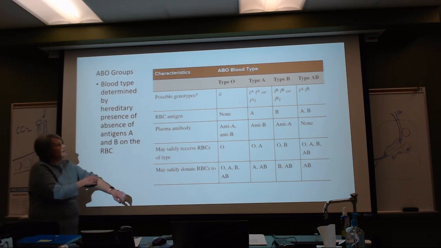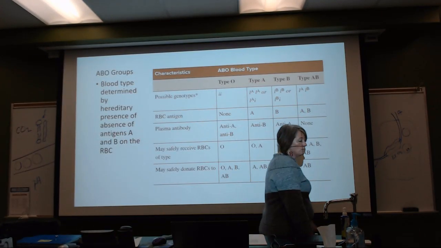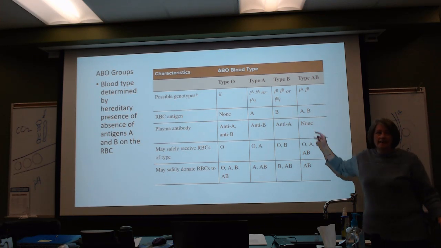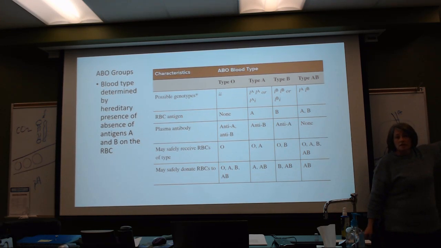possible genotypes. Now note they've got a little asterisk here because these are not the only blood types that exist. But in theory, type O, totally recessive. Type A, you can be dominant or recessive. B, dominant or recessive. AB, the only thing you can be is dominant. So that will determine those antigens that show up on the plasma membrane.